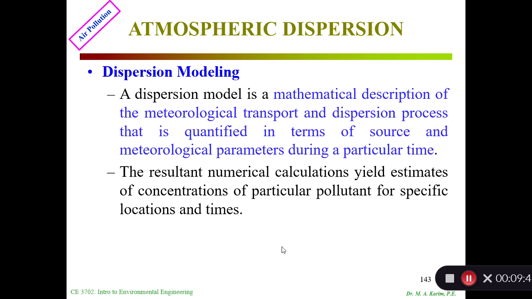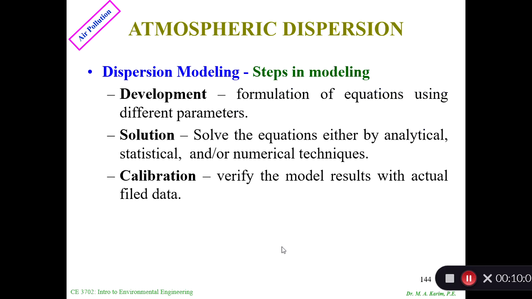Dispersion modeling. This is a mathematical model, definitely. Dispersion is a transport dispersion process that is quantified in terms of the source and the meteorological parameters during a particular time. The resultant numerical calculation yields estimates of the concentration of particulate pollutant for specific locations and times.